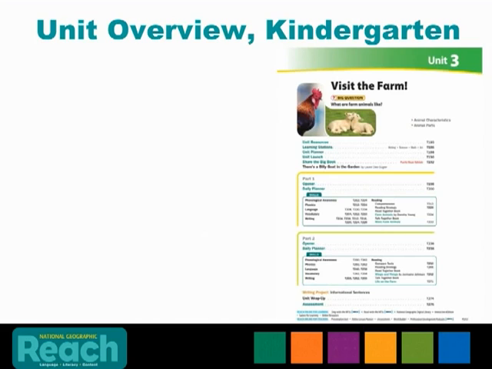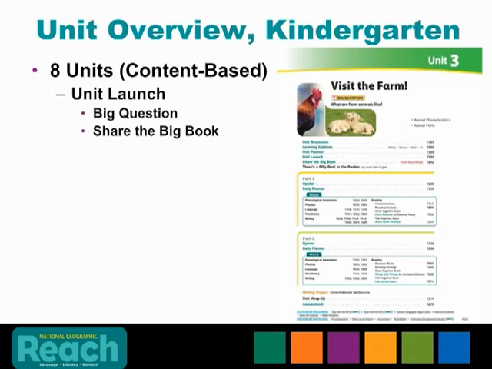The instruction at the kindergarten level is very similar. There are also 8 units per level, with content-based units focusing on kindergarten science or social studies content. Each unit in kindergarten follows the same instructional path. You'll always begin with a unit launch to build background for the unit, with a big question to set the stage, just like grades 1 through 5.